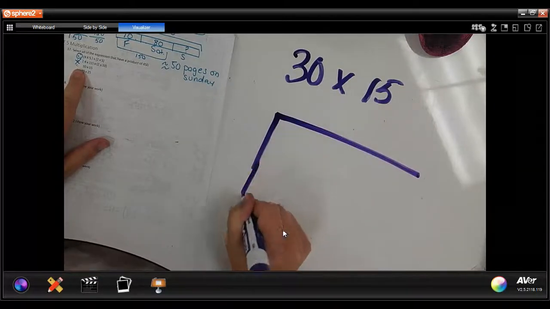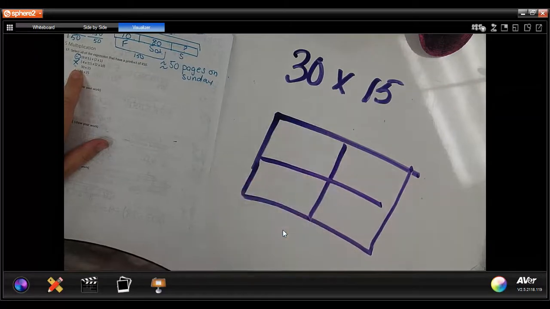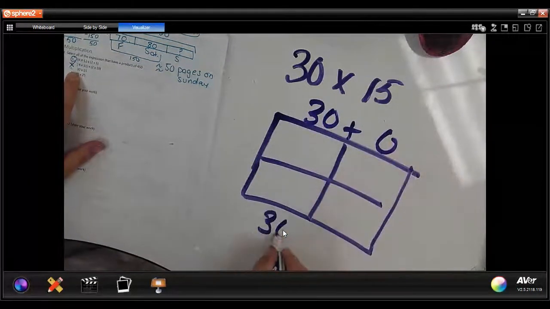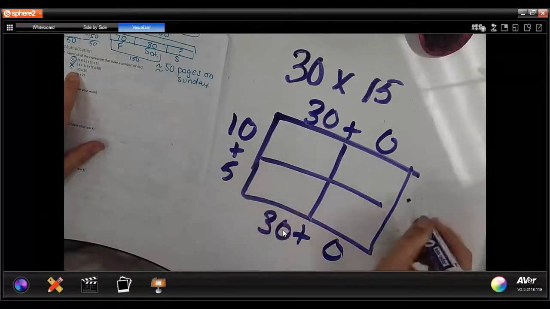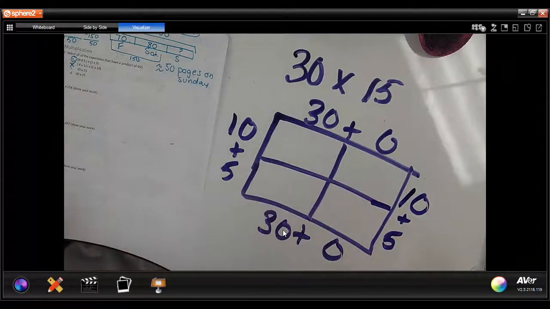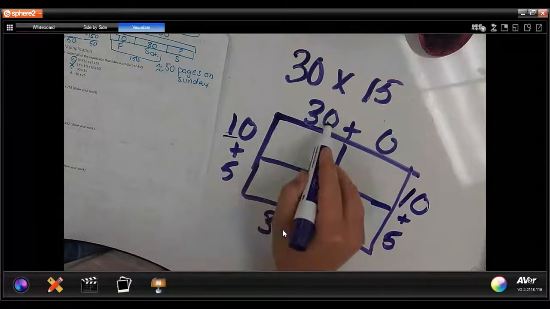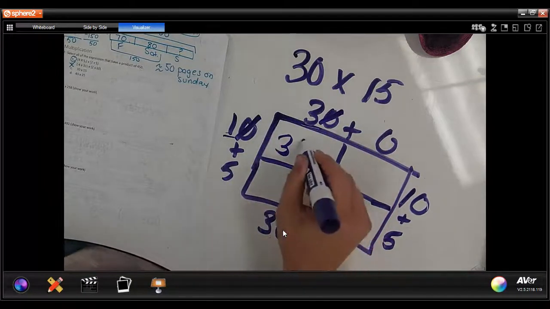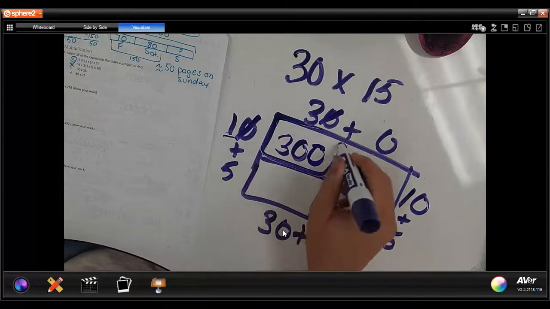So I'm going to draw a 2 by 2 array. That's a 2 by 2 array. I'm going to break this up into 30 plus 0. And then I'm going to break this up into 10 plus 5. And I put it on both sides to help me out to be able to find the area of these rectangles. 10 times 30, I'm going to do 1 times 3 is 3. And I see 2 zeros. So I'm going to add 2 zeros to my answer. So the area of this box is 300.